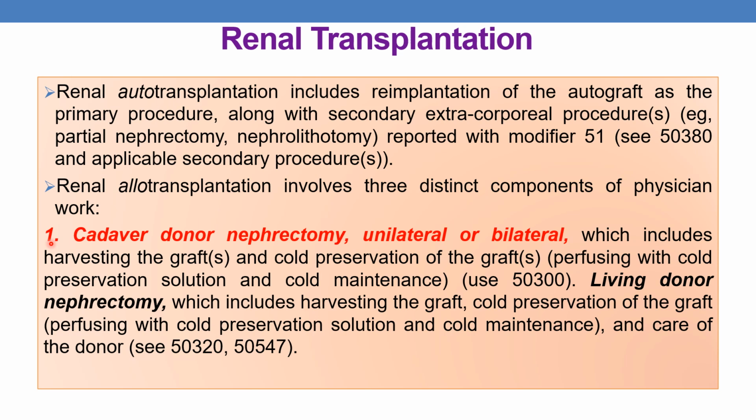The first one is cadaver donor nephrectomy, unilateral or bilateral, which includes harvesting the graft and cold preservation of the graft, perfusing with cold preservation solution and cold maintenance. For that you need to use 50300. Living donor nephrectomy, which includes harvesting the graft, cold preservation of the graft, perfusing with cold preservation solution and cold maintenance, and care of the donor. For that you need to see 50320 and 50547.